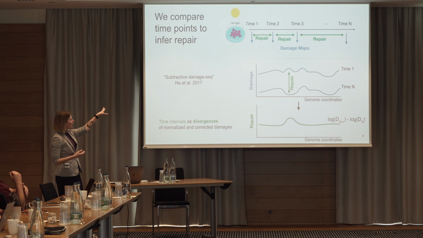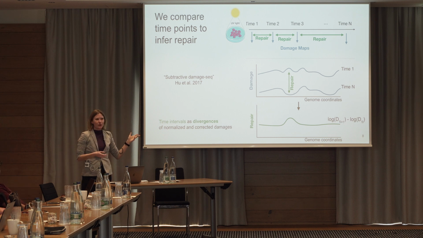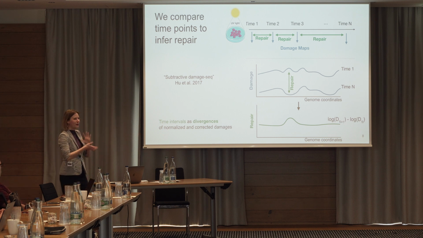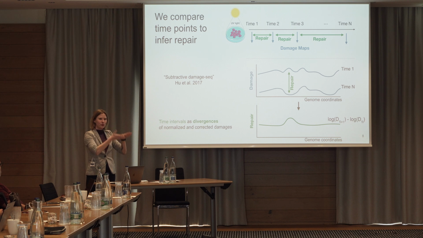And this was already proposed by the original authors of the method to subtract one time point from another. We go a bit further because of the complexity of the data. We have to do a lot of normalizations. We modify the method slightly, and we compare each two consecutive time points. So each time interval, we compare the two damage distributions to obtain the divergences, which we treat as a kind of repair proxy to understand more or less the amount of repair that has happened in that time interval.